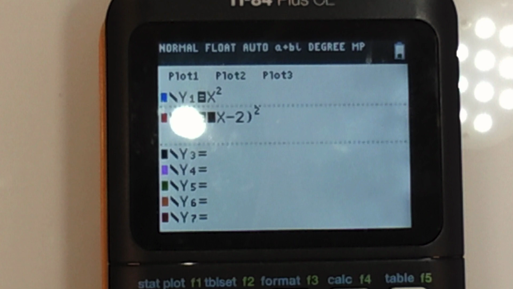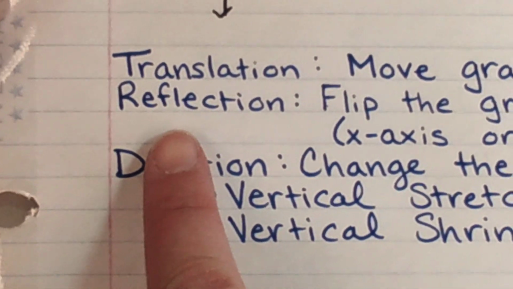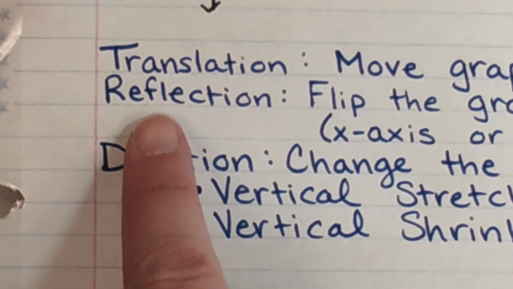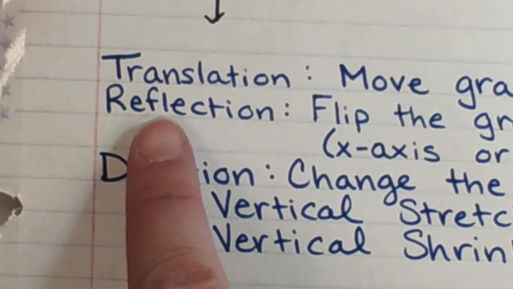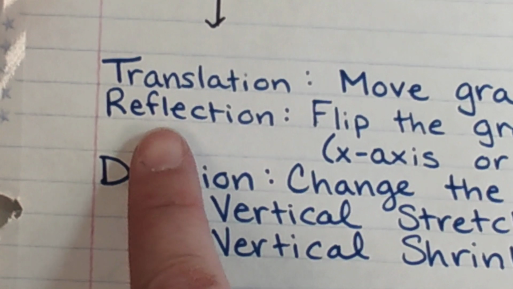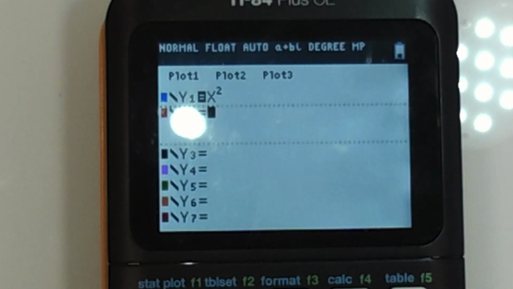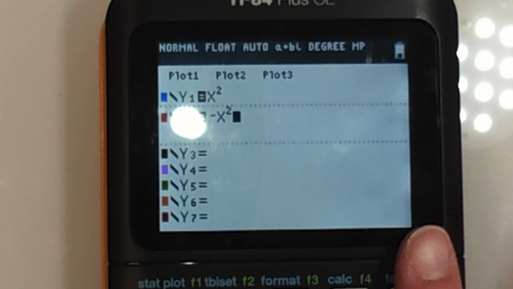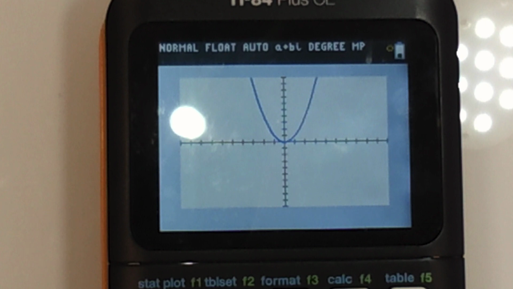There are other things that we can do to our graphs, though. There are 3 different types of transformations: translations, reflections, and dilations. What do you think is going to make something reflect? What do you think is going to make it flip over? Turning it into a negative instead of positive. And indeed, putting a negative in front of it flips it over the x-axis.